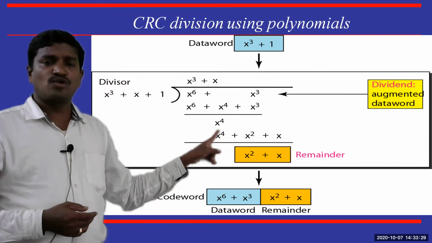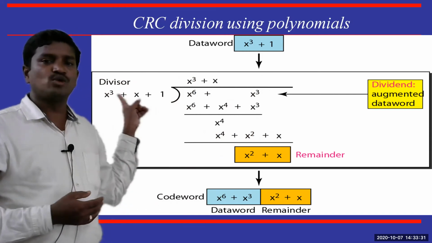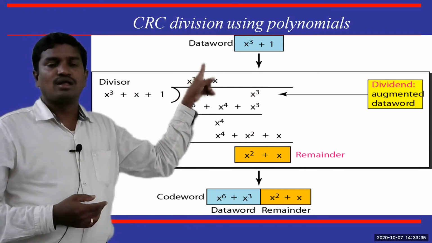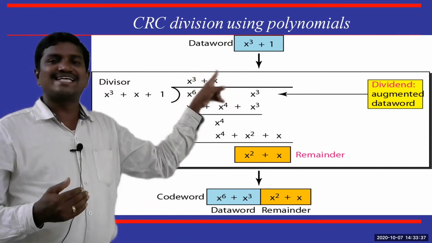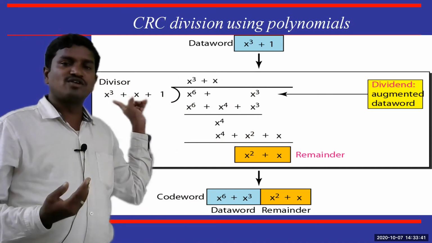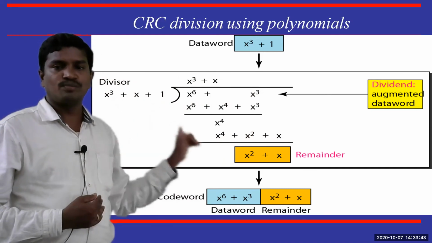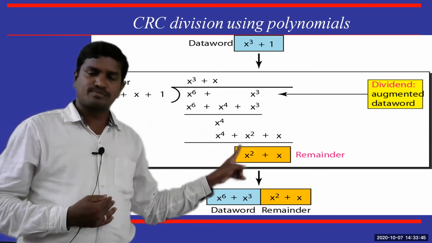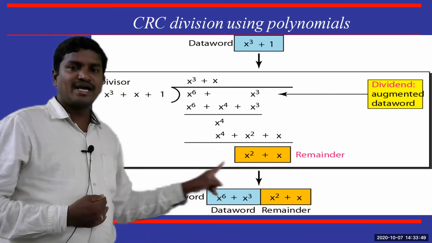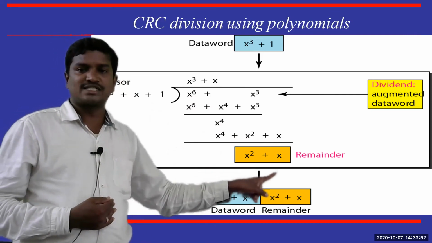Now as x power 4 is bigger compared to x power 3, again we make use of a coefficient. The coefficient is x this time, because in order to convert this x power 3 into x power 4, it should be multiplied by x. So x power 4, x power 2 and x. These two get cancelled this time, and now you get x power 2 plus x.